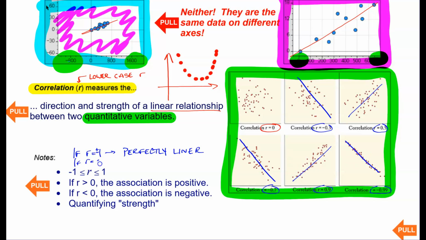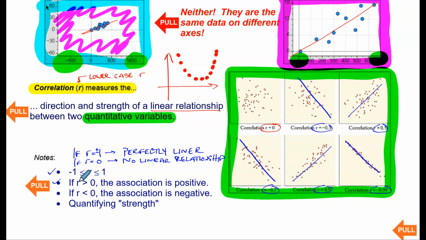If R equals 0, there's no linear relationship. Doesn't mean there's not a relationship, just means no linear relationship. Okay, so that takes care of this first bullet. R has to be between negative 1 and 1. We've already kind of talked about this.